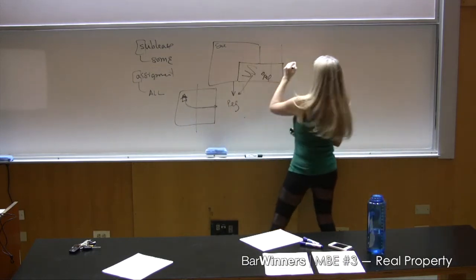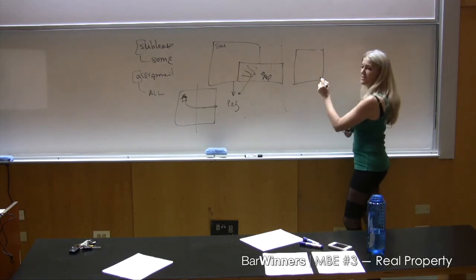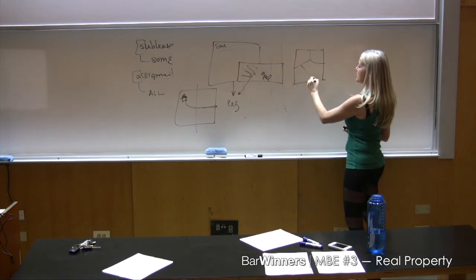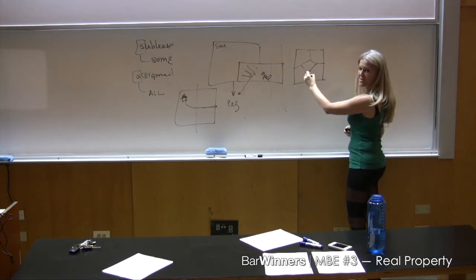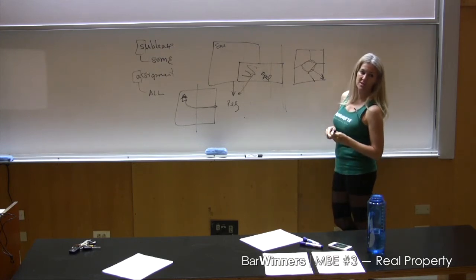Yes, it must be strictly necessary. So that's someone who owns this, right? Sells this part, this part, this part, and then this part. This parcel will have the easement implied by necessity, because otherwise they will be landlocked. Nobody else, just them. Yes.